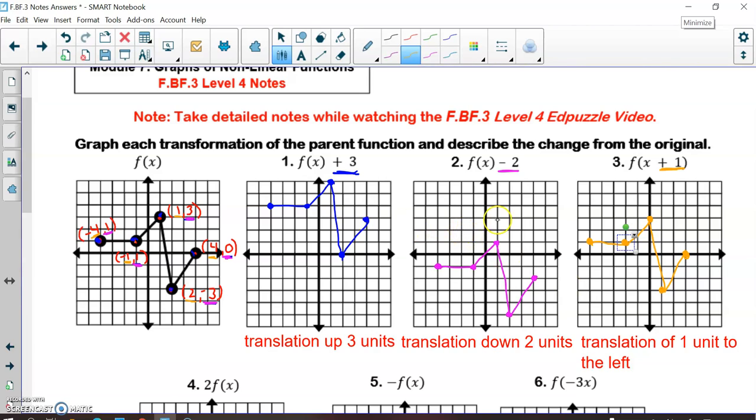Notice in each one of these graphs, the shape of your graph did not change. There was no stretch. There was no compression. It was just simply sliding the graph to a new location on the graph.